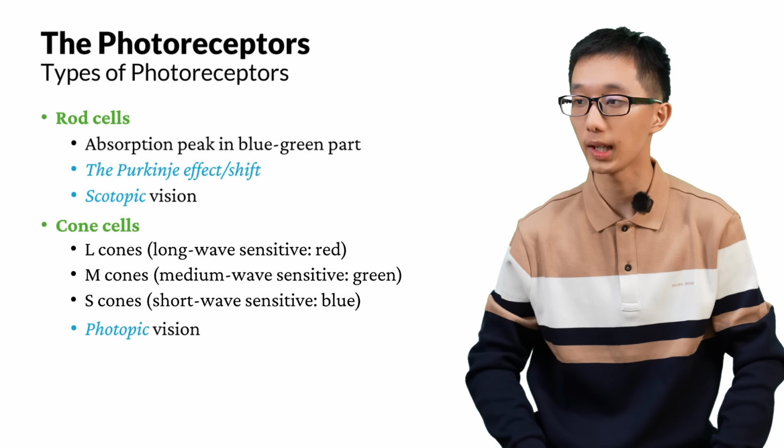Cone cells are also less sensitive to the brightness of light. We need a stronger light to activate them, so this is photopic vision, usually functioning in the day.